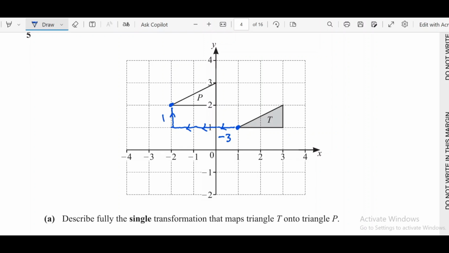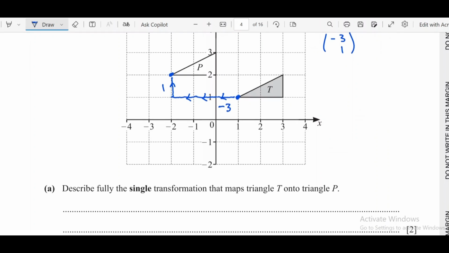So the vector here is minus 3, 1, and this is translation. It's translation because it is facing the same direction and just a sliding movement. You can see push it forward and push it up. So it is translation that does that. So here we'll enter the name translation, and then we put comma, the vector is minus 3 for x and 1 for y.